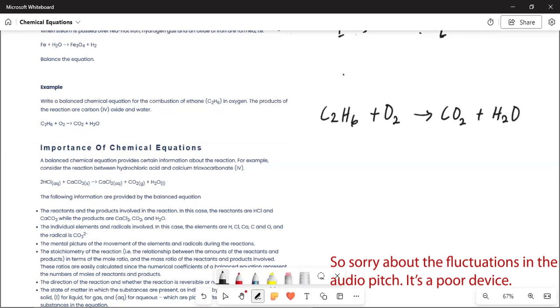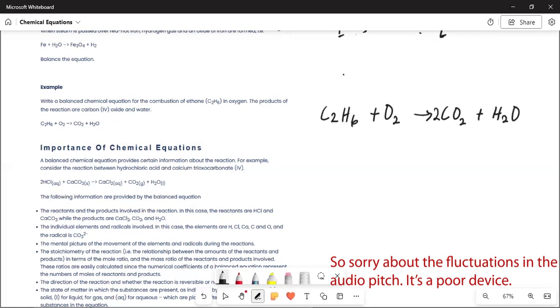Now doing atom count, on the left hand side we have 2 carbon, on the right we have only 1. On the left hand side we have 6 hydrogen, on the right we have 2. On the left we have 2 oxygen, on the right we have 3. So let's start by balancing the number of oxygen. Now carbon is 2 here, on this side we have 1. So if I put a 2 here to balance carbon, that makes my oxygen to be 4.